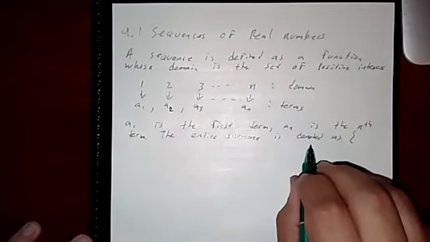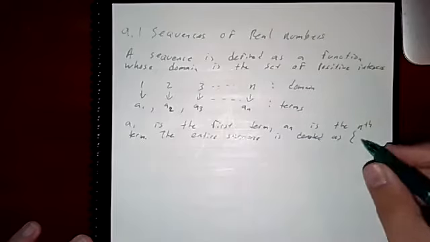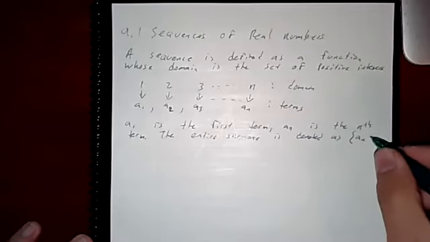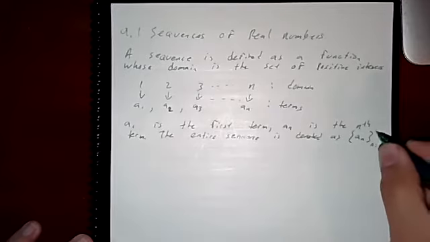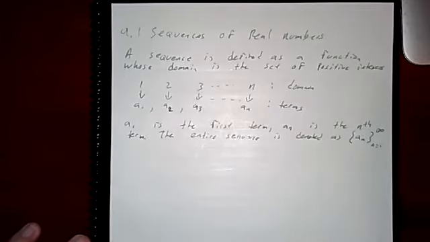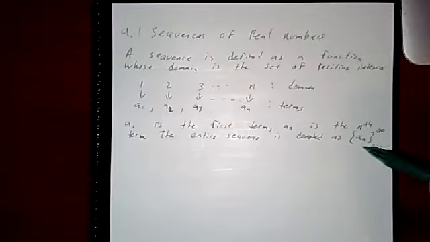The entire sequence is denoted as a sub n from n equals 1 to infinity. So the name of the sequence will be a sub n.